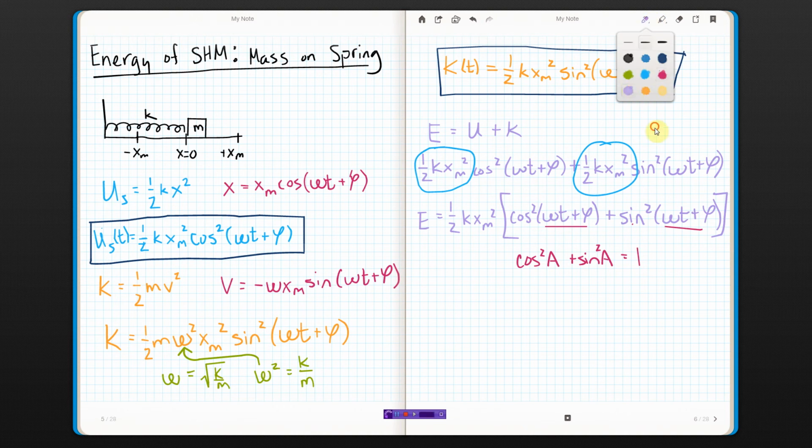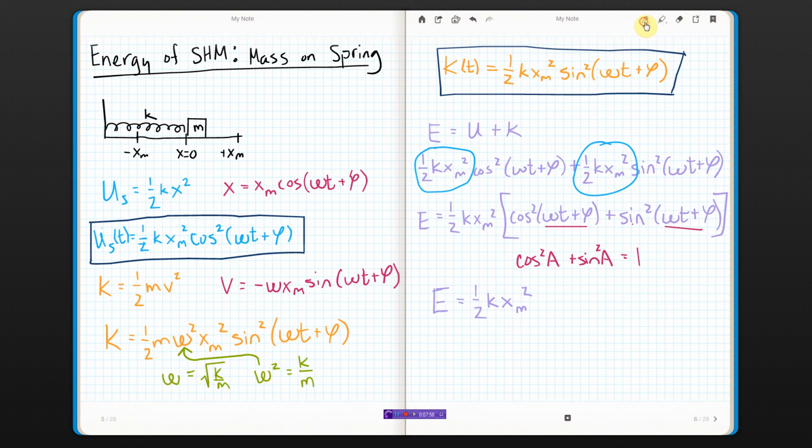So that means the total energy of a block oscillating on a spring is equal to 1/2 spring constant times the amplitude squared. There's no time involved. That means that as the spring goes back and forth, its total energy does not change. That total energy just gets shuffled back and forth between potential and kinetic, and potential and kinetic, and potential and kinetic. And that's it.